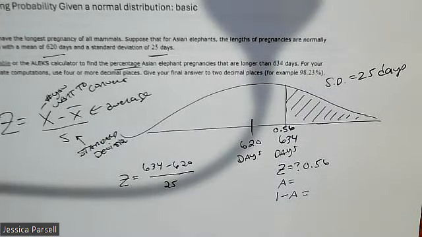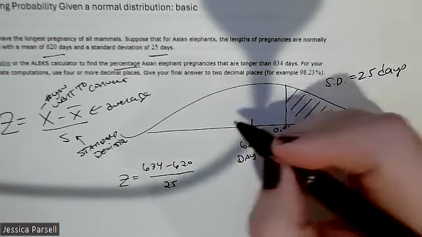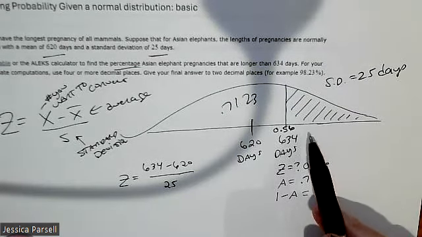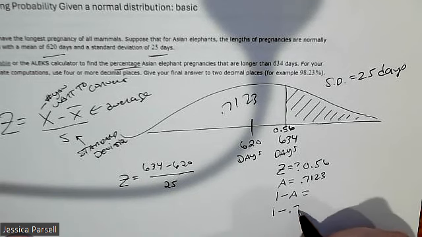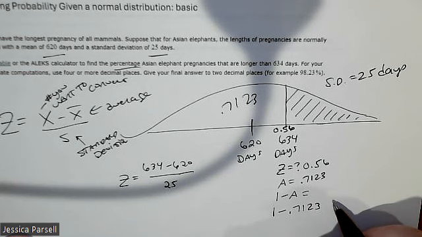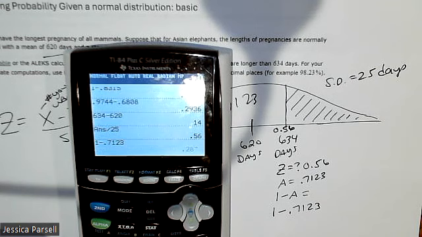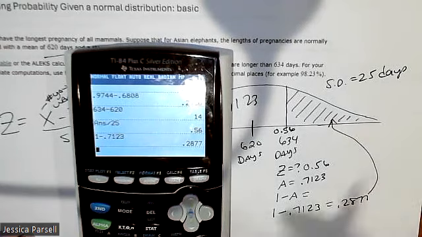And I see it right here, 0.7123. Okay. So 0.7123 is the area. Now remember, that's the area to the left. But we want to know what percentage of elephants give birth after, so to the right. So 1 minus 0.7123 is going to give us that little chunk, okay, or that decimal. So 1 minus 0.7123. All right, well, that's 0.2877, which is that mystery area here.